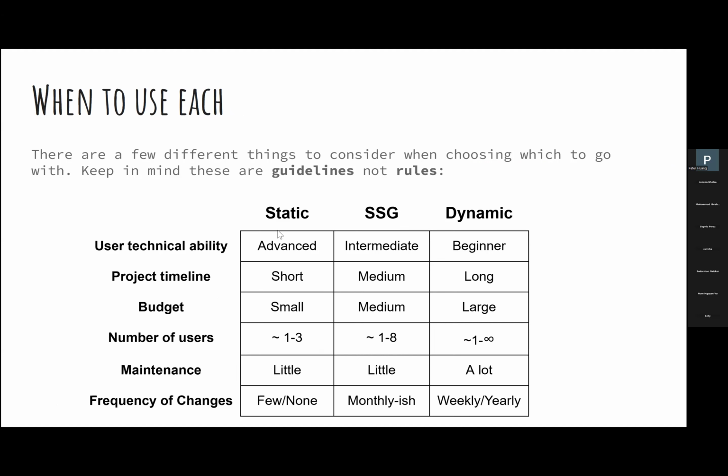And when you can use each, so essentially here's a standard table which allows you to understand a bit more simply how you want to create a website. When you look at the static sites, usually user technical ability is going to be advanced, project timeline short, and budget small, with number of users and maintenance frequency changing. Again, you can see on this table how often or what type of data is relevant for each of these types of websites, and it'll give you an idea of how you want to create your own website.